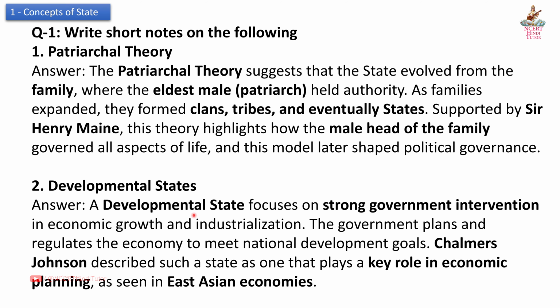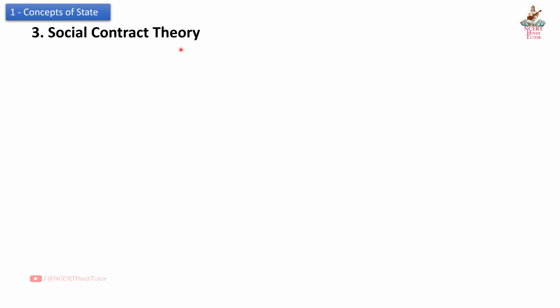Second, developmental states. Answer. A developmental state focuses on strong government intervention in economic growth and industrialization. The government plans and regulates the economy to meet national development goals. Chalmers Johnson described such a state as one that plays a key role in economic planning, as seen in East Asian economies.